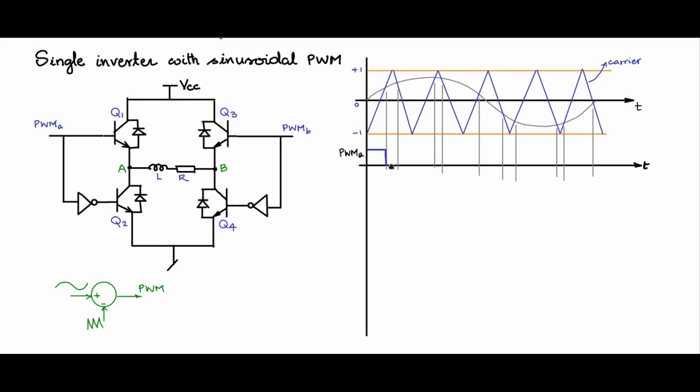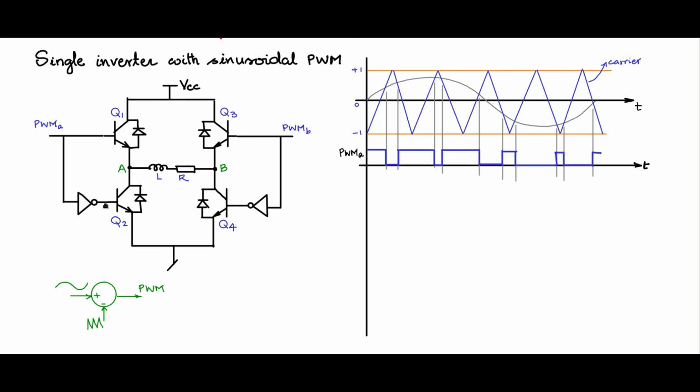So let us draw that. We get a low here, then it goes high because the modulating signal is higher than the carrier. Then in this time period, you see that the modulating signal is lower than the carrier. Let us mark that. Here the modulating signal is higher than the carrier. So on, you can draw the waveform PWM A in this fashion using this logic here.